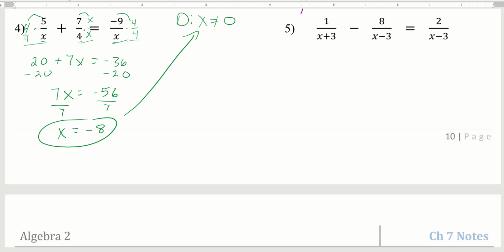Do a quick look here. They don't match each other. Oop, look. They don't match each other, so therefore I get to keep my answer. Cool, so that was a kind of a nice one.